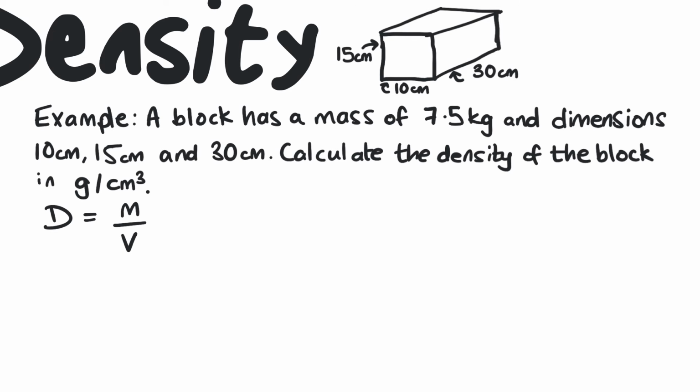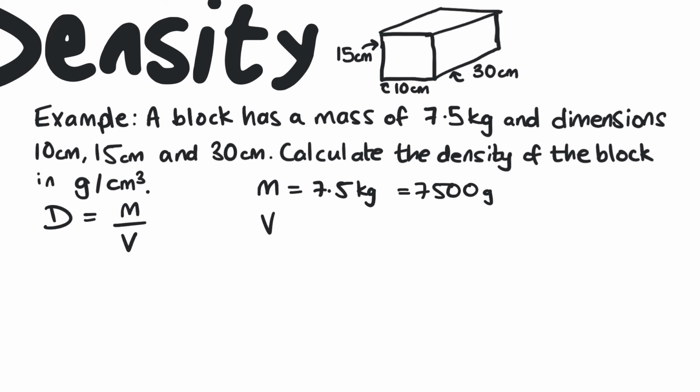So I know that in order to find the density, I need to know these two things. I need the mass and I need the volume. So first of all, begin with the mass. The mass here is 7.5 kilograms. Now if we pay attention to the unit that we're asked to find the density in, it's grams per centimetre cubed. So therefore I need to change 7.5 kilograms into grams. Since there's 1,000 grams in a kilogram, that means we have 7,500 grams.